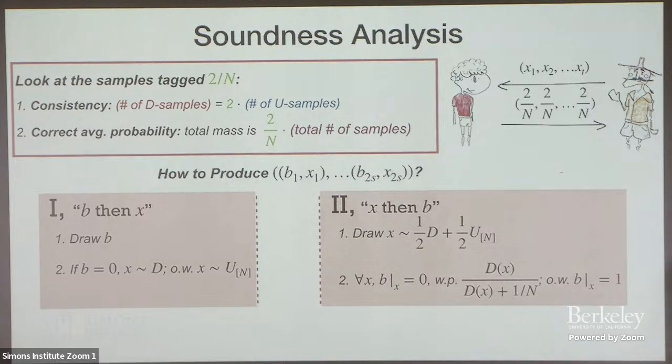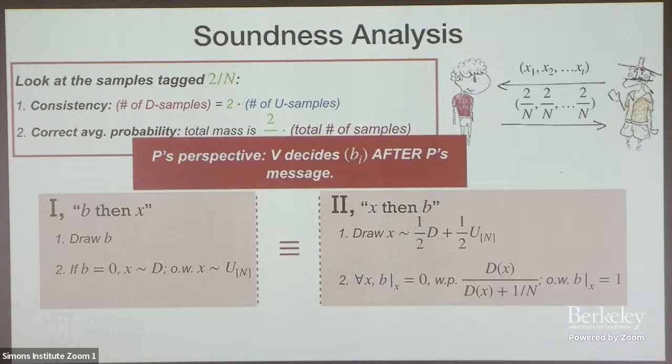For a certain X, it will set B to be 0 with probability proportional to the mass of X, D of X over D of X plus 1 over N. And it will set B to be 1 with probability 1 over N over D of X plus 1 over N. Now, obviously, the verifier cannot sample according to procedure 2, because in order to sample this, you have to know the probability of X. It cannot be done. So the verifier can only sample according to procedure 1. But luckily for us, these are the same. The distributions produced by procedure 1 and procedure 2 are the same distribution.